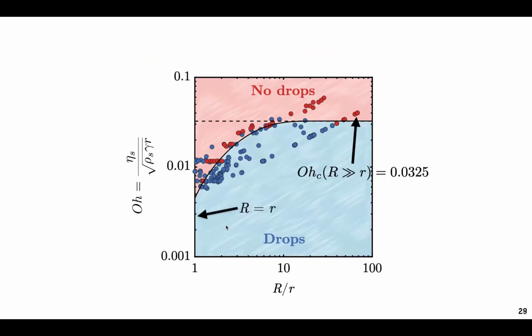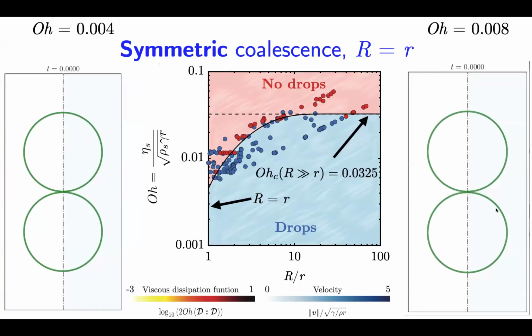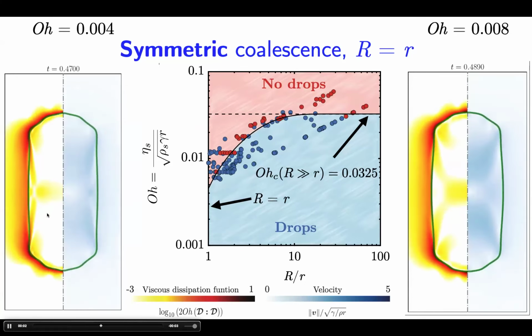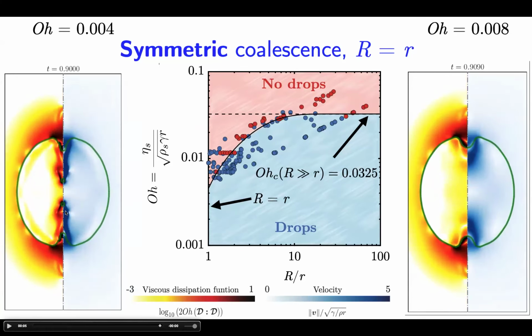And we can show it over here in this video. So we have now two cases, both symmetric. So both have the radius ratio of 1. And in one case, the Ohnesorge number is 0.008. So this, by the way, is the same control case I have shown you before. And then we have another case, which is 0.004, which is half the viscosity of the first one. And you will notice over here that indeed this second case creates a droplet, which you see over here.